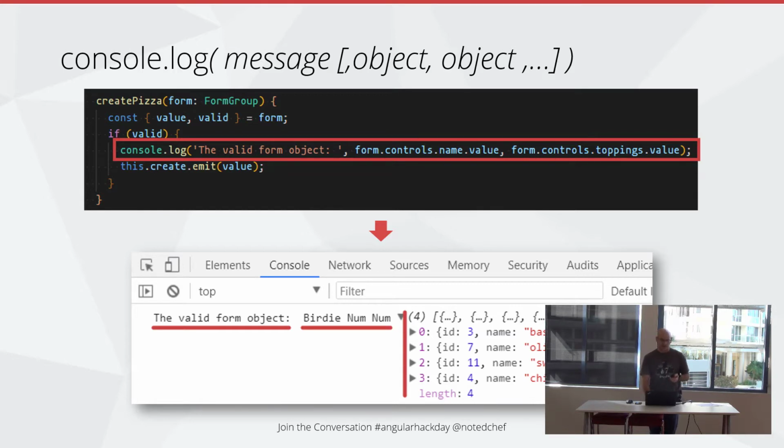In addition to using console.log, you can use console.warning or console.error. With the warning, you'll get the information highlighted in yellow, and with the error, you'll get it highlighted in red.